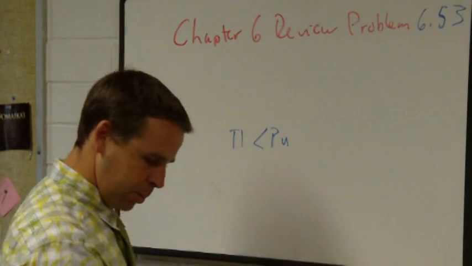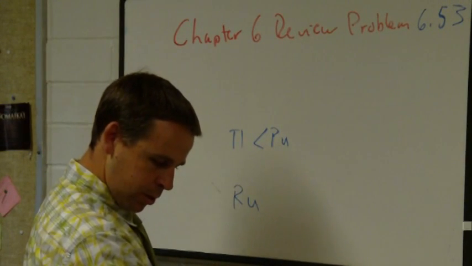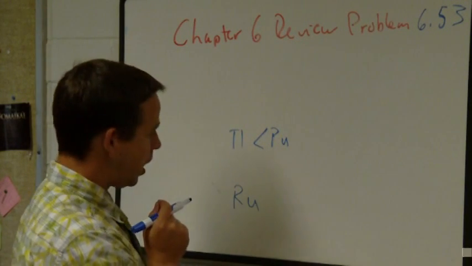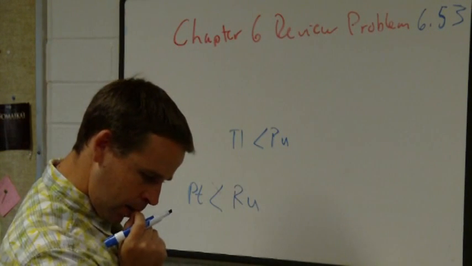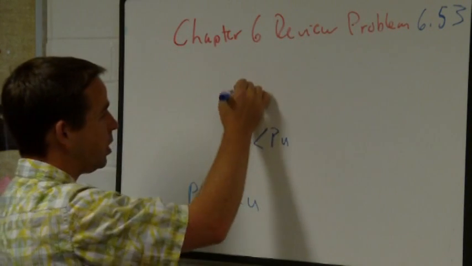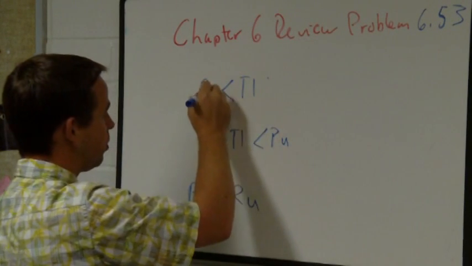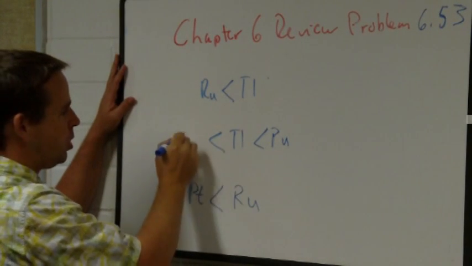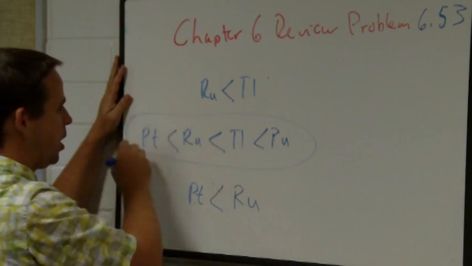All right, ruthenium and platinum. It looks like ruthenium is easier to oxidize than platinum. All right, and then thallium and ruthenium. Thallium is easier to oxidize than ruthenium, right? Because thallium is being oxidized by ruthenium. Therefore, we can put this in here, ruthenium, and we can put this in here, platinum. So there should be our answer.